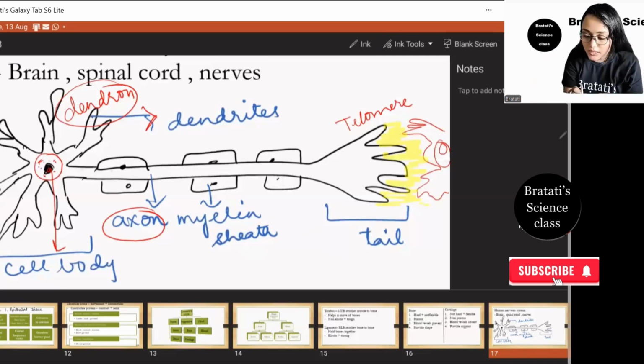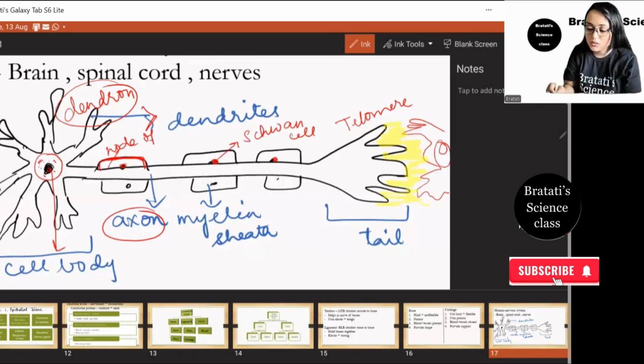And now see, on the axon there are small cells. These are called the Schwann cells. Schwann cells are covered with this kind of node of Ranvier. No, this is actually the myelin sheath. This is actually the myelin sheath. The node of Ranvier is this one here.